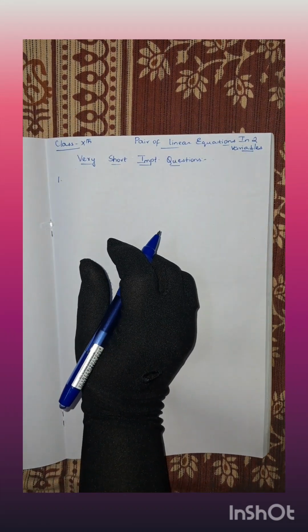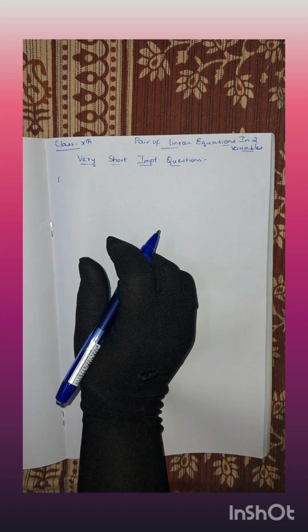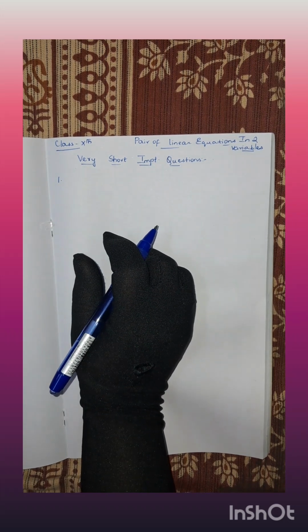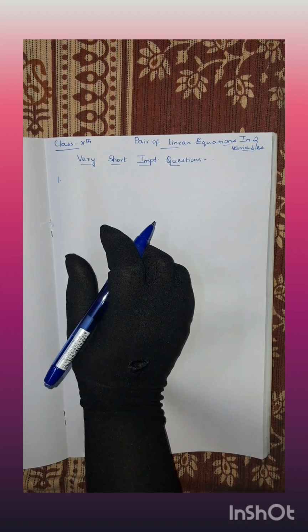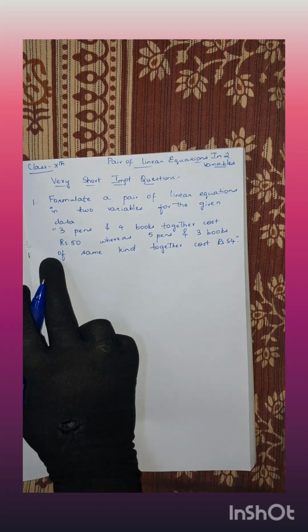Today we are going to do very short important questions of pair of linear equations in two variables. So our first question is, formulate a pair of linear equations in two variables for the given data: 3 pens and 4 books together cost rupees 50, whereas 5 pens and 3 books of the same kind together cost rupees 54. I'll write the question first. So this is our question.